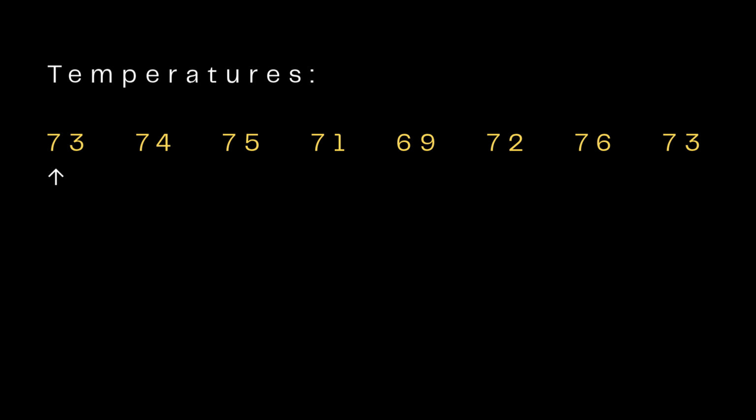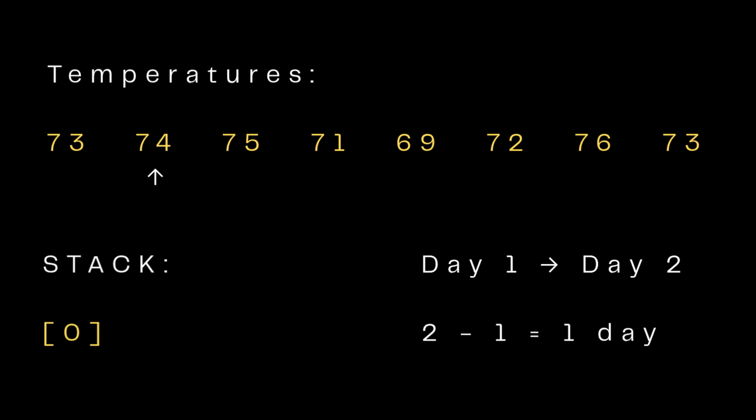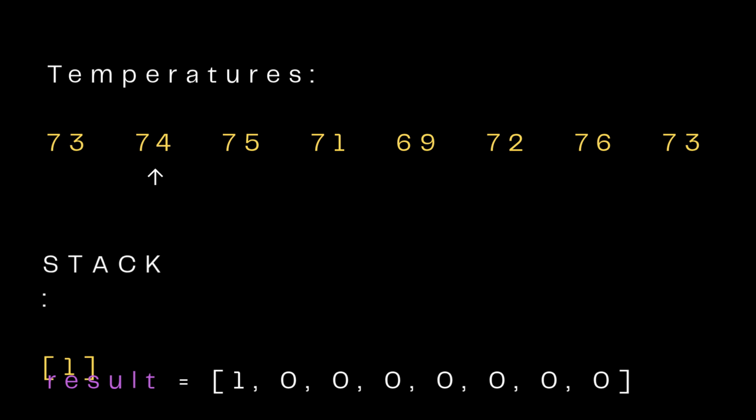We start with 73. We haven't seen anything warmer yet, so we put its index into the stack. Now we see 74. 74 is warmer than the temperature at the top of our stack, which is 73. So we have found the answer for 73. 73 had to wait 1 day. We remove it from the stack and store 1 as its answer. Then we put 74 into the stack because 74 is now waiting for its own warmer day.